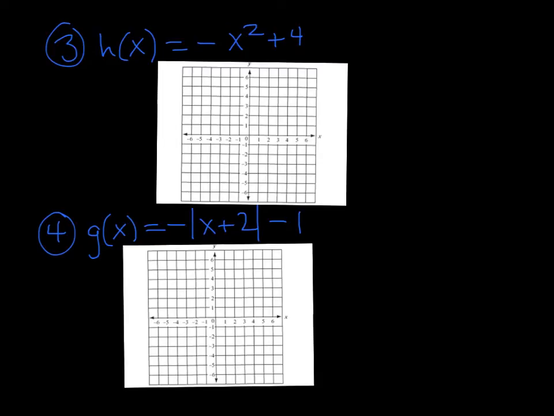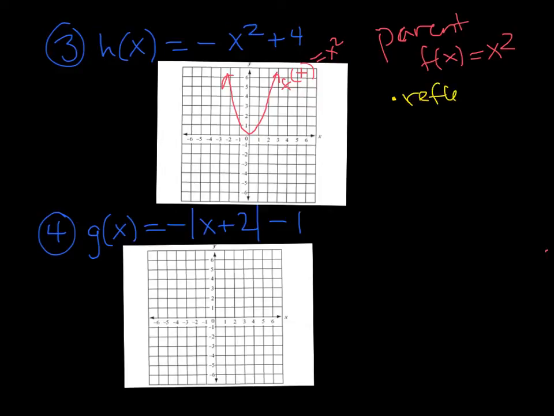So for number 3, the first thing I want you to notice is that our parent function is f of x equals x squared, which, if you want to draw it, it looks like this. So now what we're going to do is figure out how to get from the parent function to the new function. So there's 2 things going on. First thing that you do is look at the reflection. So what we did was we took the x squared and we made the entire x squared negative. We made the parent function negative. So that is going to be a reflection over the x-axis.